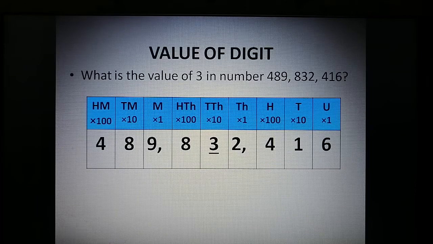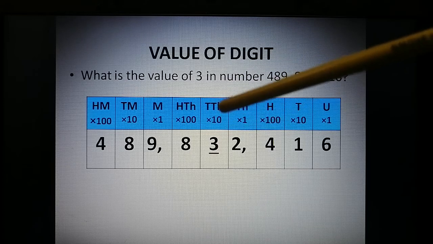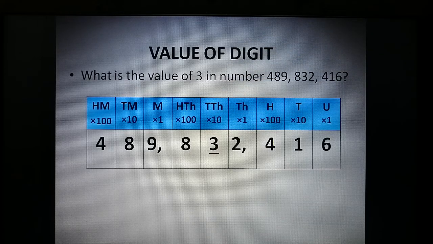Next, value of digit. You can also say place value of a digit. So what is the value of 3 in the number 489,832,416? Yes, what is the value of 3? So the value of 3 is 10,000? No, that is the place. The place of 3 is 10,000, but the value of 3 is, oh, you don't know.